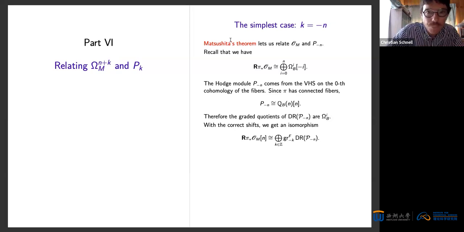Okay, so if you want, I mean, there's no mechanism, right? It's probably just all an accident. But anyway, if you want, you can think of Matsushita's theorem as being some relation like this.